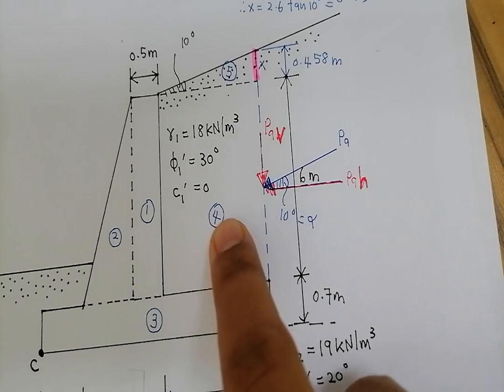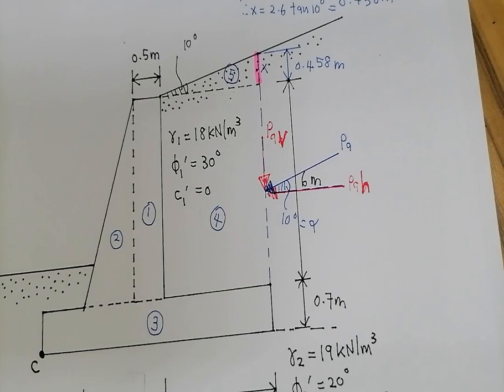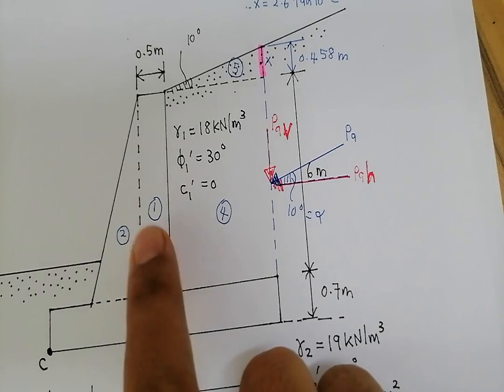So I divided this into two sections, this one and that one. Okay, and the rest is the same. So you continue with the table. I'm going to show you the first one. Okay, let's do the first one.